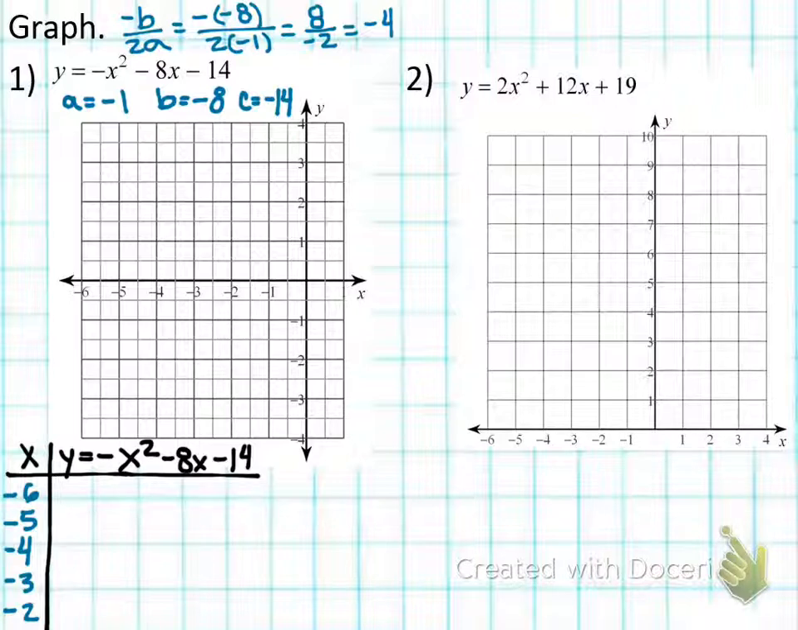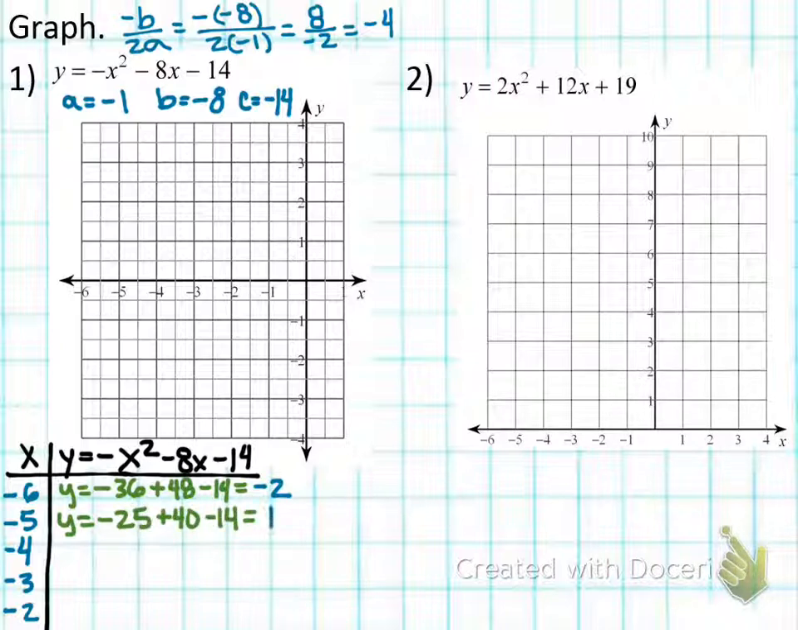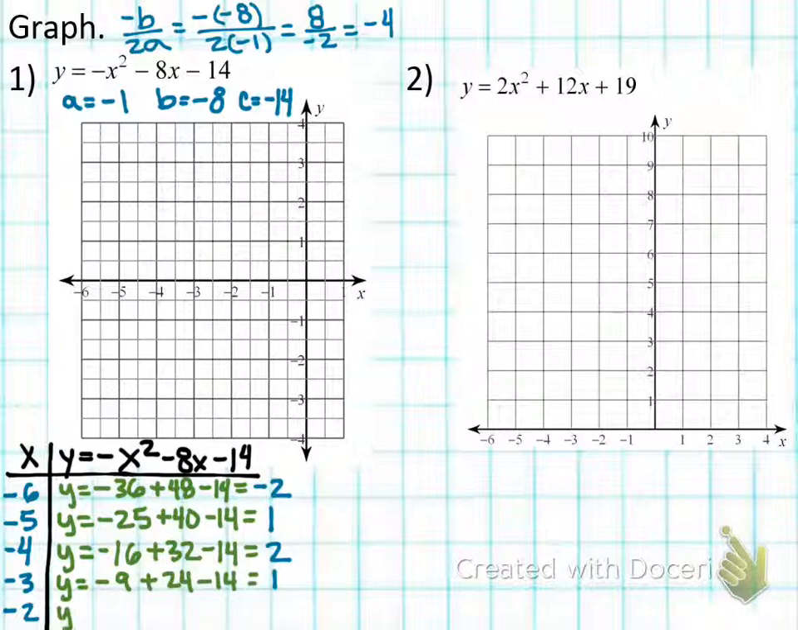Alright, so now I'm going to plug in these values for x. I'm just plugging these directly into my original equation. And I get this. Okay, so negative 36. Again, it's negative here because I square the negative, I get positive 36, and then I bring down the negative. So that's why it's a negative 36. Plus 48 minus 14. Sorry, so here we are plugging in negative 5 now. This is what I get for that. That gives me 1 as my final y value. Then I'm going to plug in negative 3. I get 2. Plugging in negative 4, I get 2. Now plugging in negative 3, I get 1, and plugging in negative 2, I get negative 2.